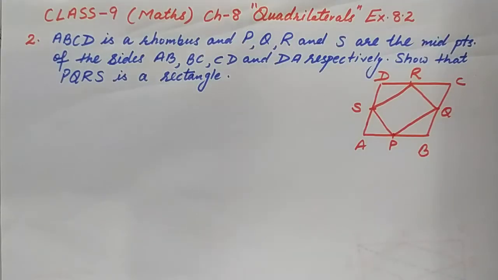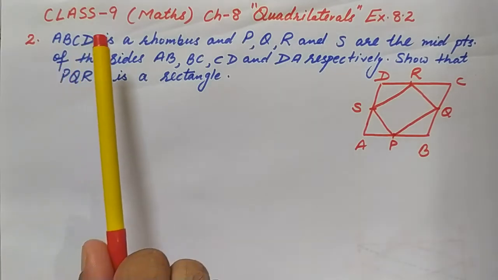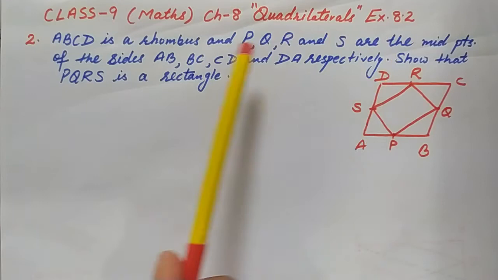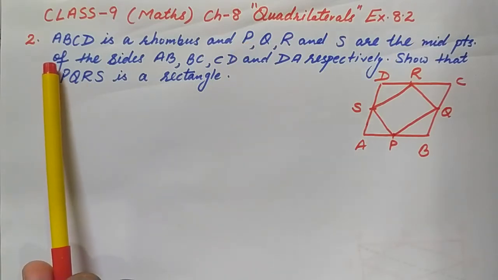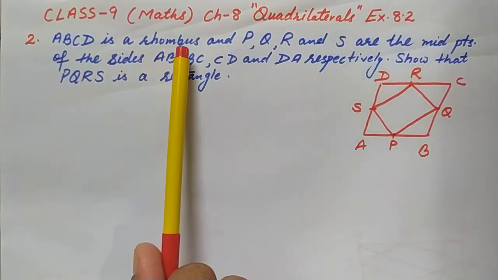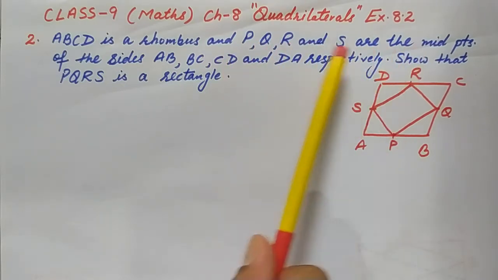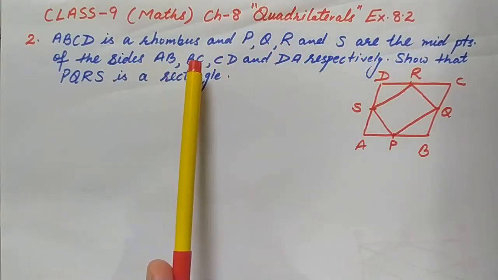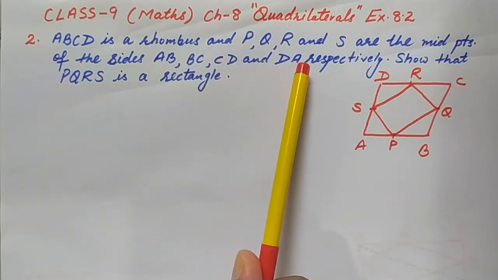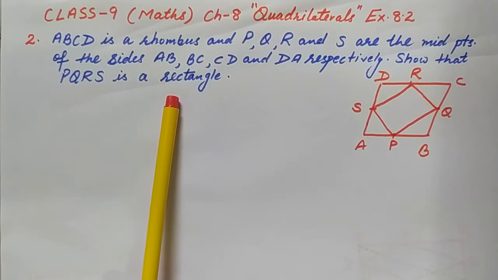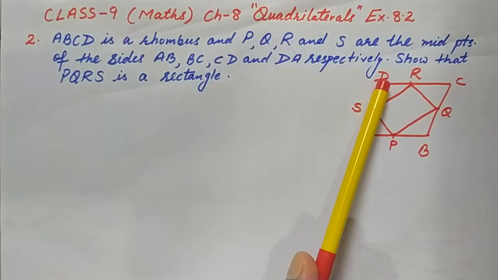In this video we'll discuss this question taken from class 9, chapter 8, Quadrilaterals, exercise 8.2. The second question is: ABCD is a rhombus and P, Q, R, S are the midpoints of the sides AB, BC, CD and DA respectively. Show that PQRS is a rectangle. So here I have drawn this figure.